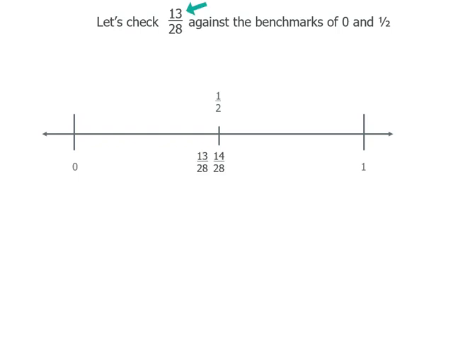So 13 comes right before 14. So that means it's going to be right next door, just to the left. So you might say, well, it's closer to 0 than 1, but we're actually checking whether it's closer to 0 or half. And you can see how close it is to half, but it's further from 0. So once again, by thinking of estimating, we can see that it's closer to half than it is to 0.